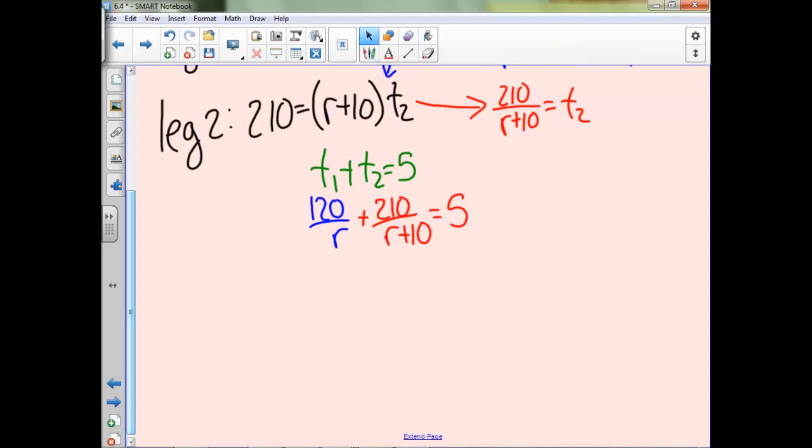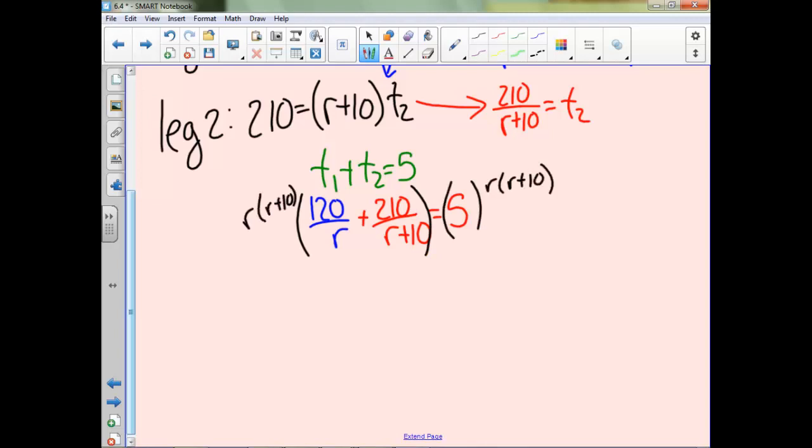Our common denominator would be r times r plus 10. On the left, that first fraction, the r's are going to cancel. And so we are left with r plus 10 times 120. On the second one, the r plus 10s are going to cancel, so we're left with r times 210. And on the right side, we're just going to have 5r times r plus 10.